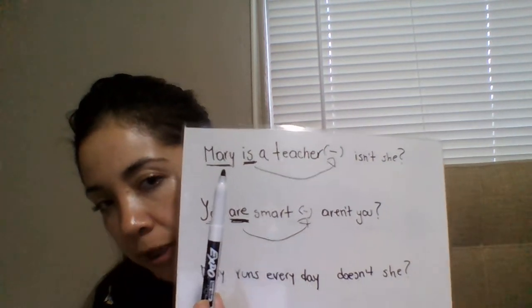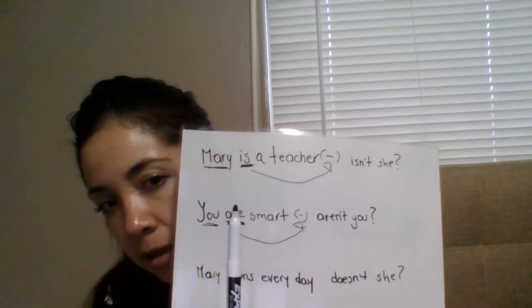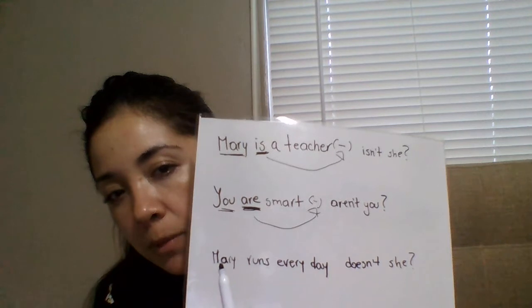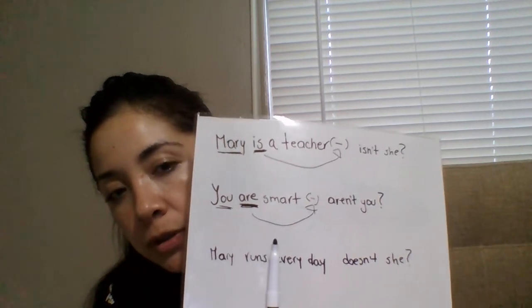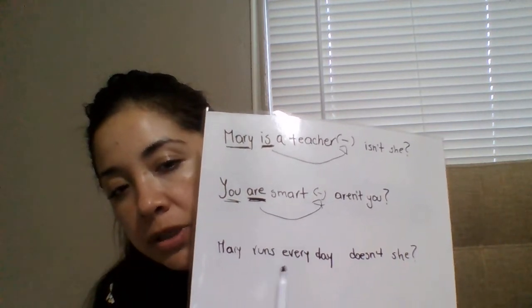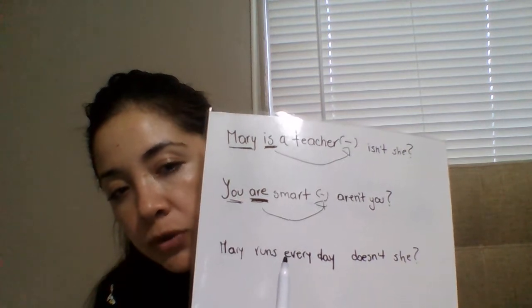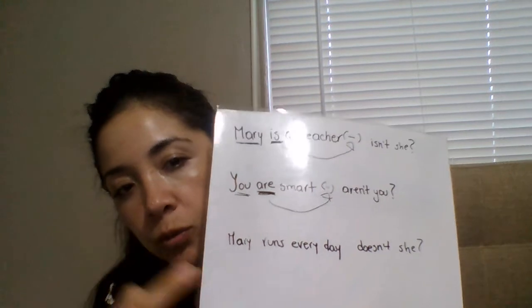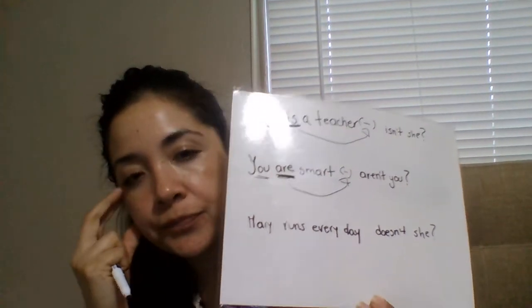Because here we have the auxiliary verb is, we have the auxiliary verb are, but here we don't have one. So every time you see the verb here, you just gotta think about how do you make a question with this sentence.